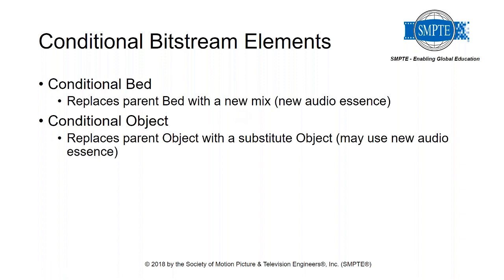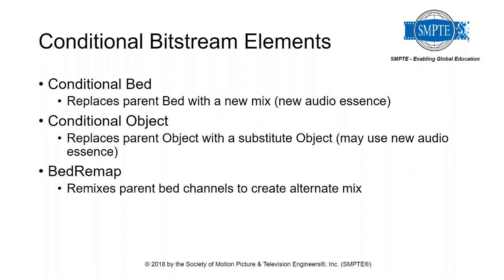You could have a conditional object. Let's say you're concerned about how an object is rendered in a specific environment. You might say, gee, if it's going to be rendered in this type of environment, I don't want that object to be there. I want it to be here. So you can send a conditional object that's used in that use case. And in this case, it may or may not use new audio essence. You may keep the essence the same. Let's say it's a car horn or something like that. You don't want to change that, but you just want to change its location. So in that case, you send new metadata. But of course, the object does have an audio data ID, so it can point to new essence if you prefer.